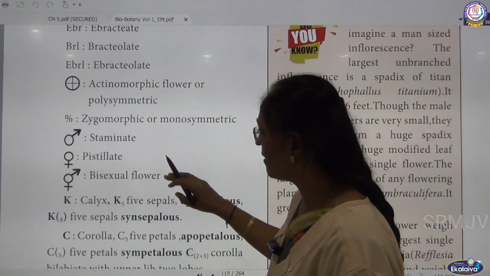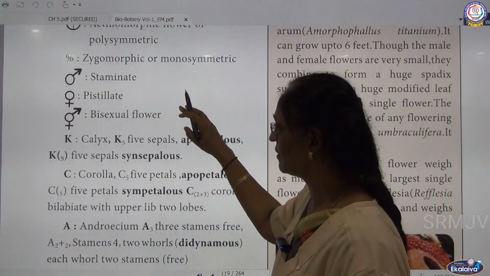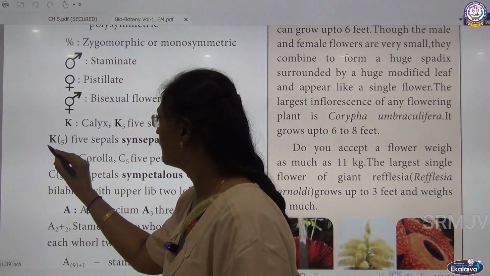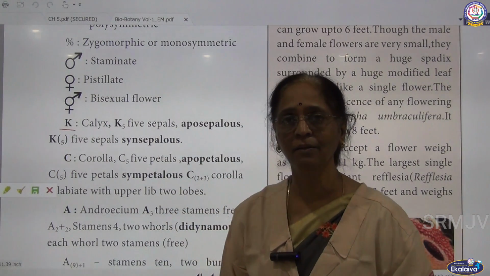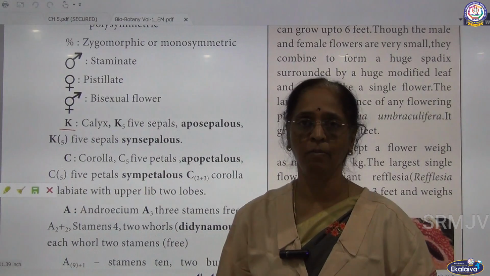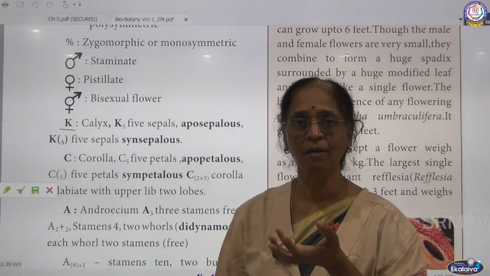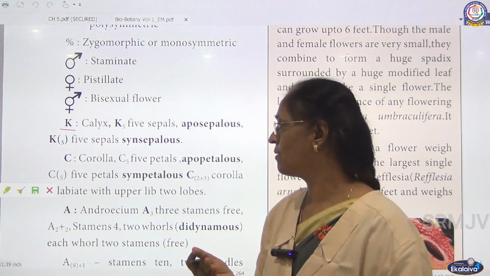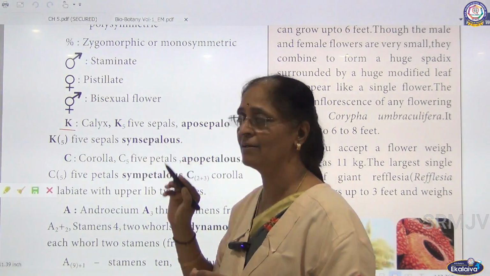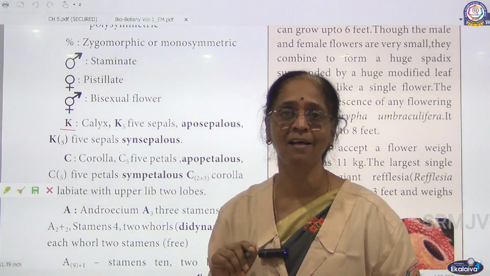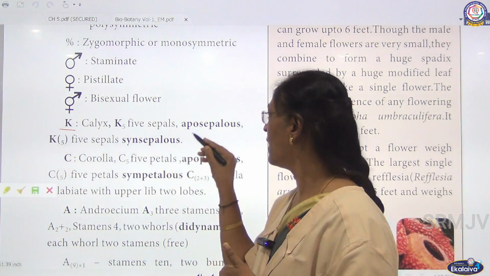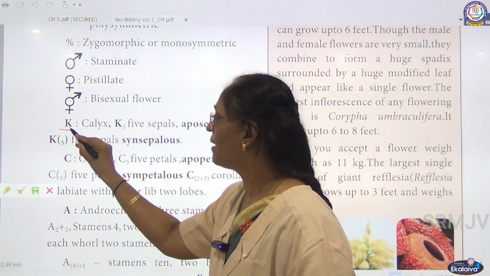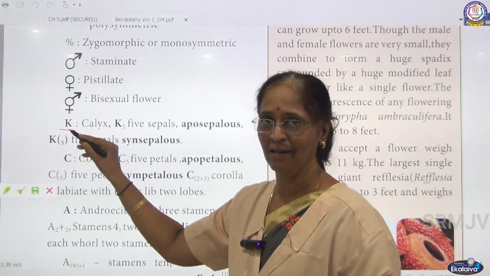Then, when we come to the next word, we talk about the calyx. Calyx is represented by the letter K. And here, when we were talking about it, we said that the sepals may either be united or free. If they are united, we use a term called synsepalous, or another word, gamosepalous. And if they are free, we call it polysepalous or aposepalous. So, K is the formula which we use for calyx.